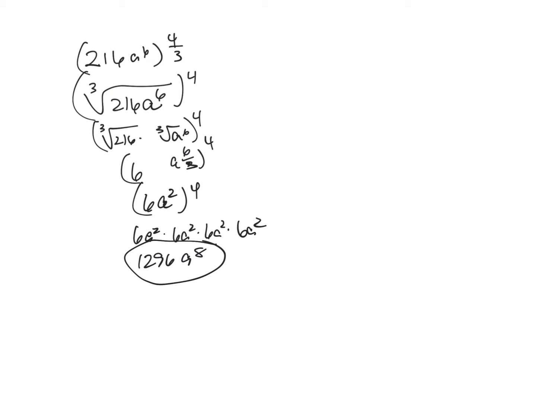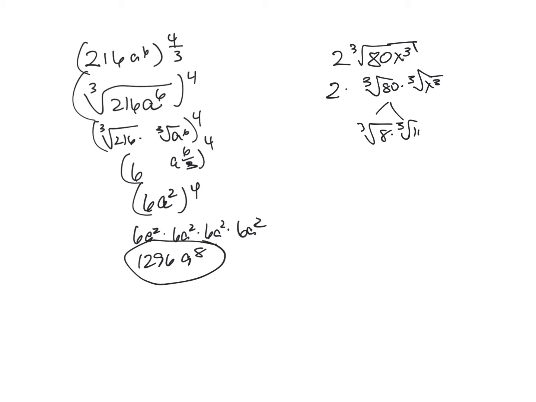All right, next one. Let's say we have 2 times the cube root of 80x cubed, and that's all underneath that radical. This 2 is just going to hang out. We have the cube root of 80 times the cube root of x to the power of 3. The cube root of 80 can be broken down into 8 and the cube root of 10. Again, remember 2 is just kind of coming down, hanging out. So we have 2 times 2, because the cube root of 8 is 2, times the cube root of 10. And then we have x to the 3 over 3, so it just becomes x.